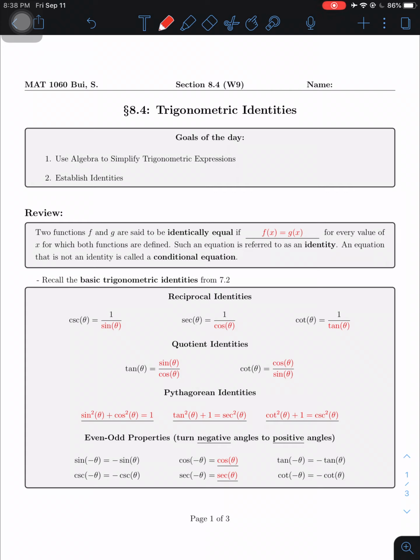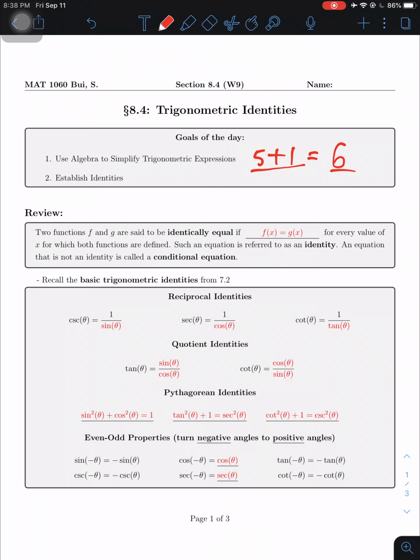For example, an identity could be 5 plus 1 equals 6. Why do we say that this is an identity? Because the right-hand side and the left-hand side always equal each other, no matter what happens. It's just a fact, a true statement.